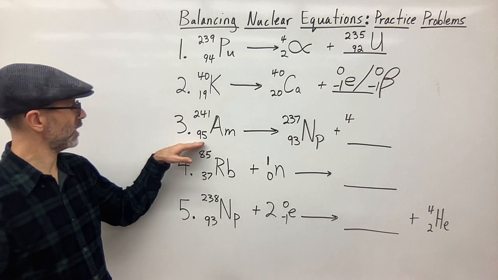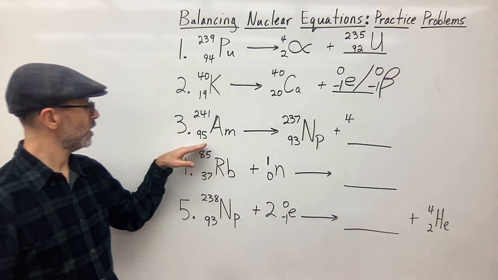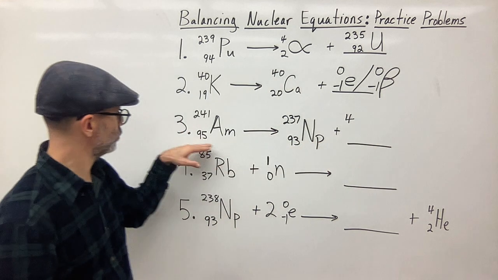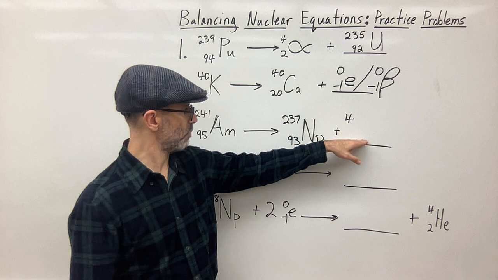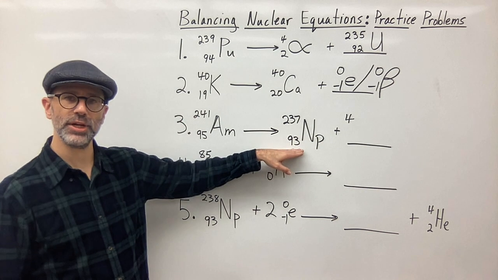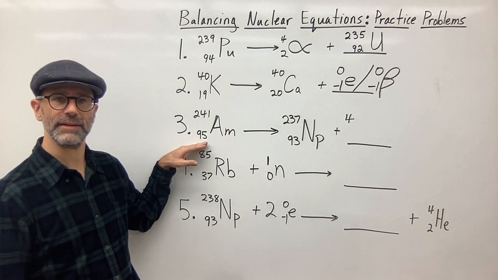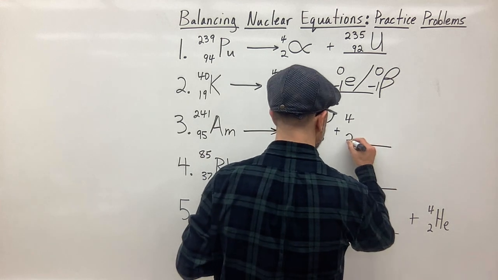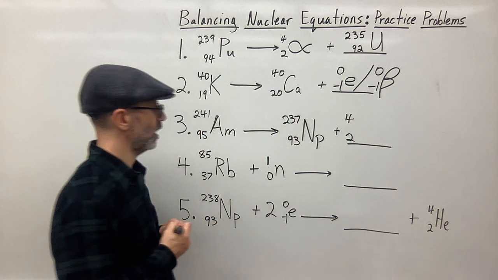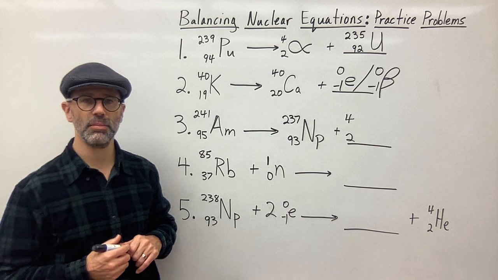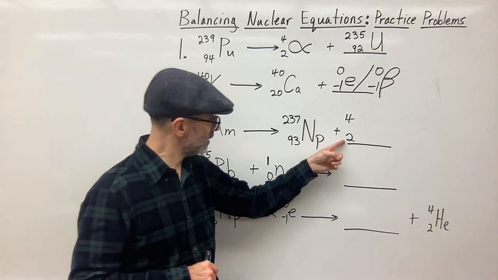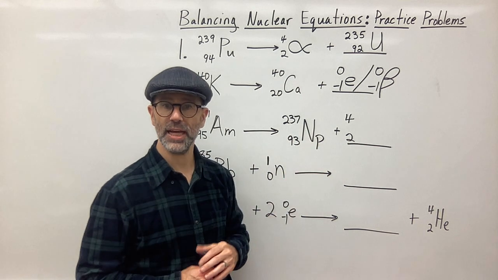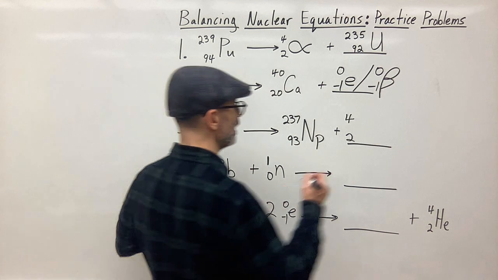Then I do the same thing with 95 and 93. The atomic numbers here should add up to 95. What is this number here? I take 93, subtract that from 95, and I get 2. So this must be a 2 for the atomic number. Since that's the atomic number, I have to look that up on the periodic table. When you look that up, it's helium.